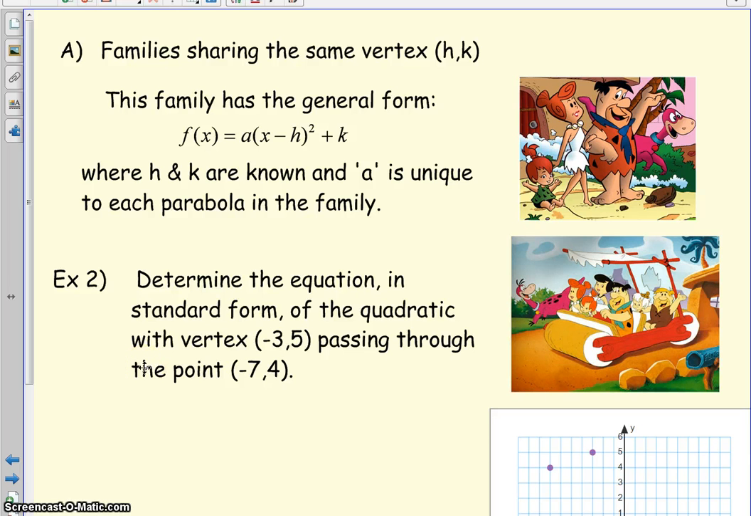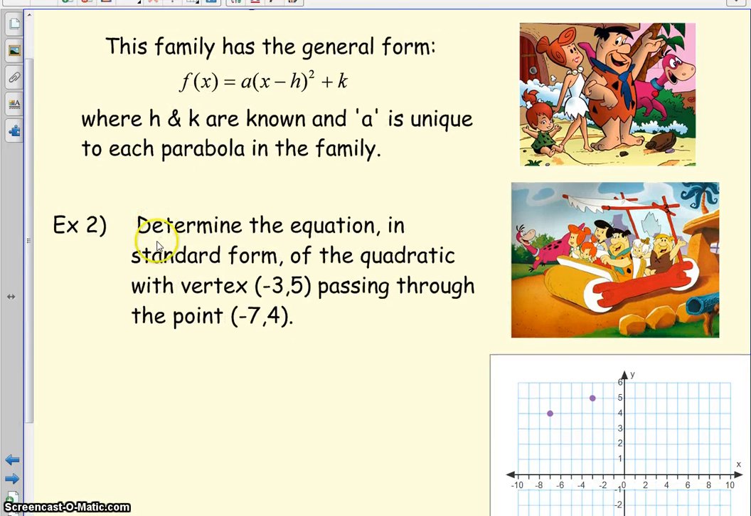Okay, so a reminder here that again, the general vertex form for a given vertex (h, k) is f(x) = a(x - h)^2 + k. So h and k are known, hopefully you'll know the vertex, and a is going to be unique to each parabola in the group that have the same vertex. So for example, in this example, you want to find the equation, and it says in standard form, we'll deal with that later, but the equation of the quadratic with vertex of (-3, 5) passing through the point (-7, 4).